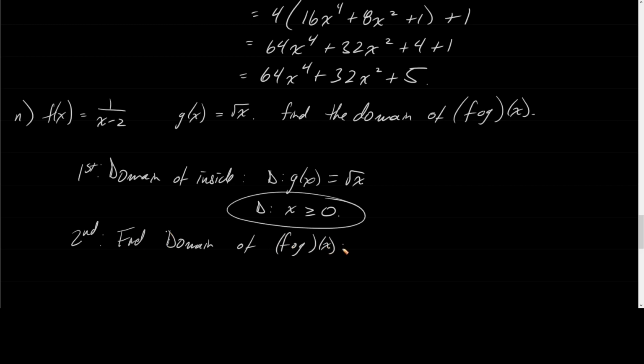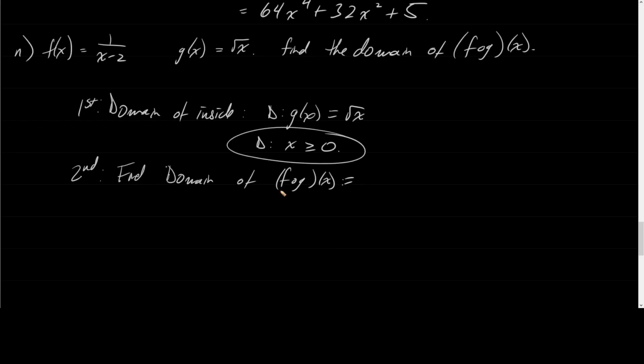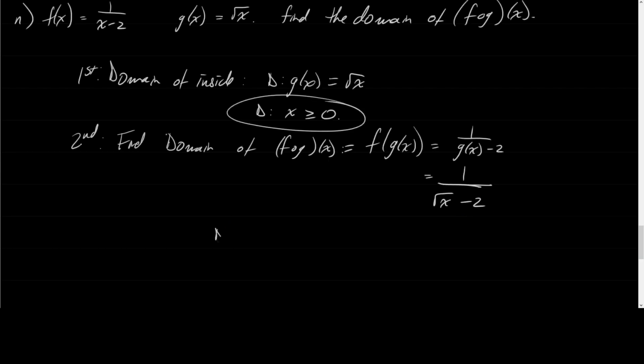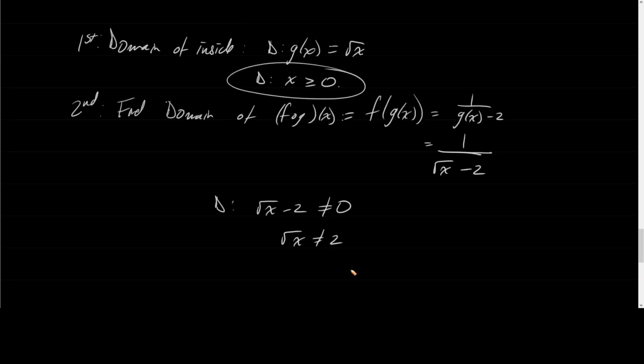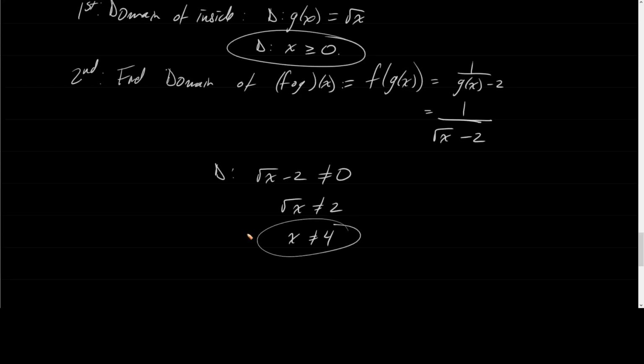And what was the composition? Well, f composed with g of x was f of g of x, which in this case really means 1 over g of x minus 2, which really means 1 over the square root of x minus 2. And in here, we've got a fraction. How do we find the domain of a fraction? Well, its denominator, the square root of x minus 2, cannot be equal to 0. So the square root of x cannot be equal to 2, so x cannot be equal to 4. So that is the domain of the composition.